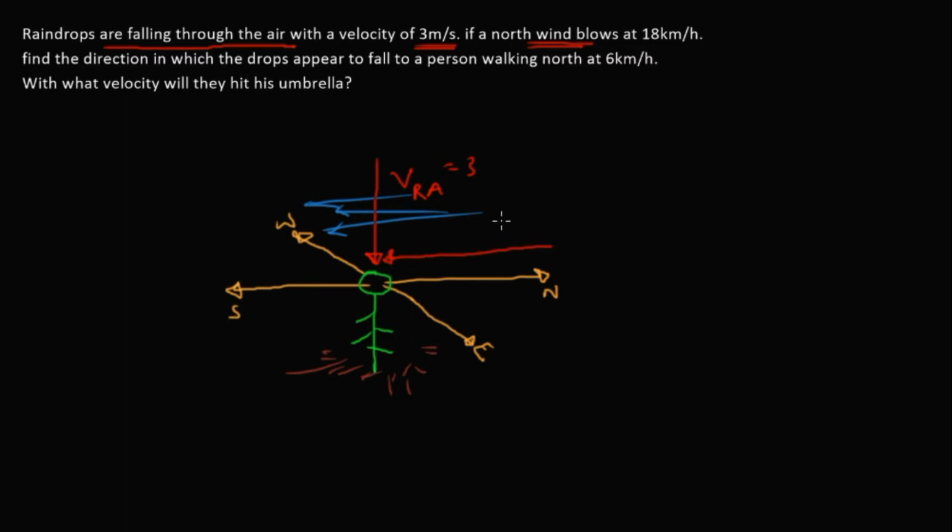So this is the velocity of the wind or the air. Since we are using air, we just need to stay with it. Air and wind are the same. So the velocity of the air is given as 18 kilometers per hour. So let's quickly convert that. 18 kilometers per hour, so that is 18 kilo is 1000, then the hour is 3600 seconds.